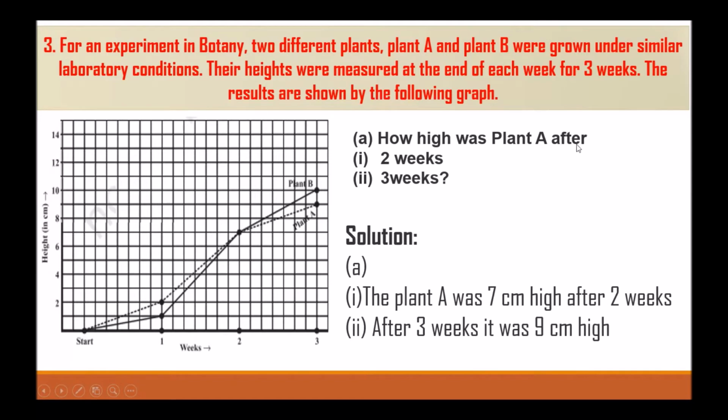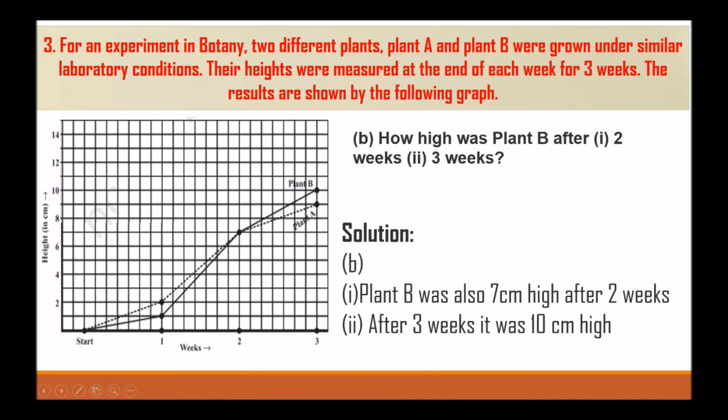How high was plant A after 2 weeks? So this is 2 weeks. It was 7 centimeters after 2 weeks, and after 3 weeks, for plant A, it was 9 centimeters. How high was plant B after 2 weeks and 3 weeks? So plant B at 2 weeks was 7 centimeters, and at 3 weeks it was 10 centimeters.